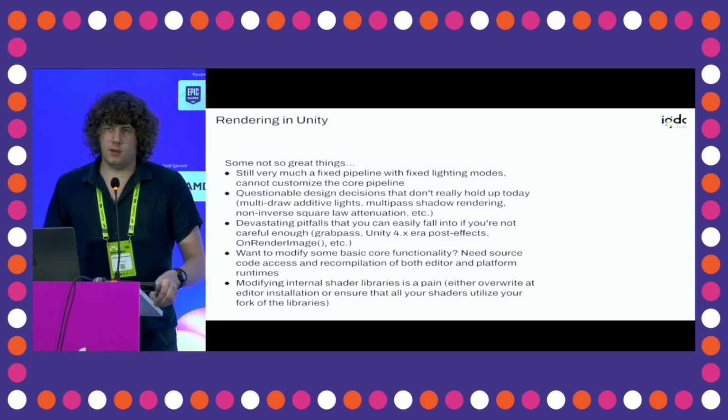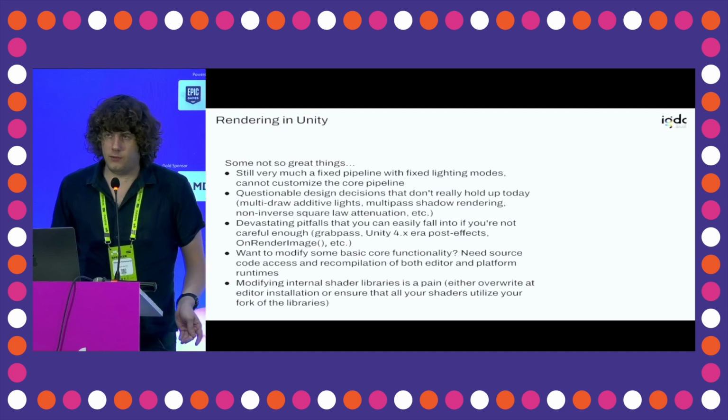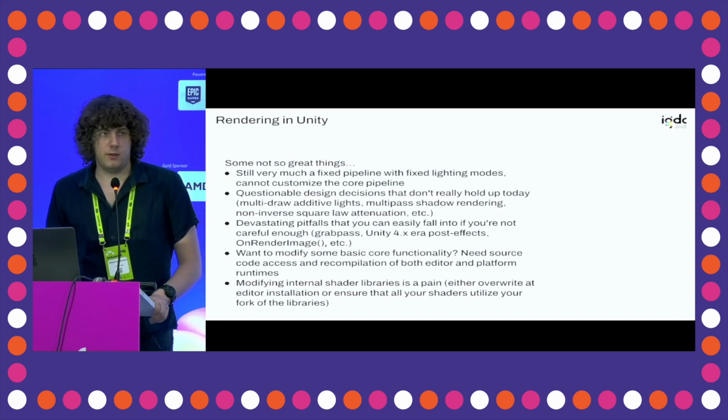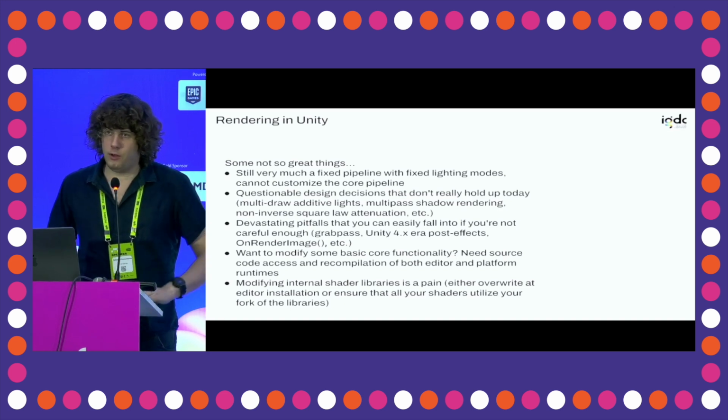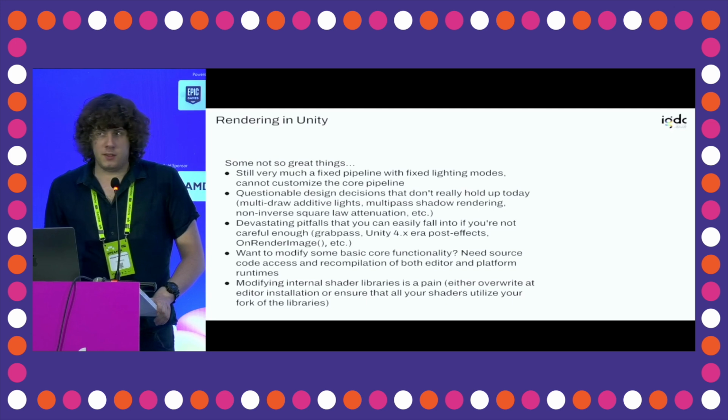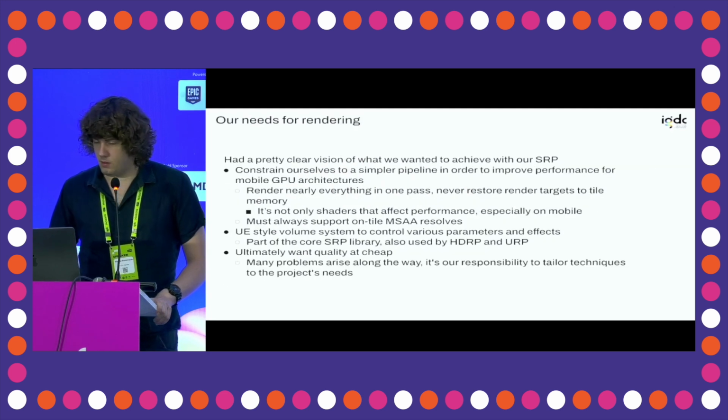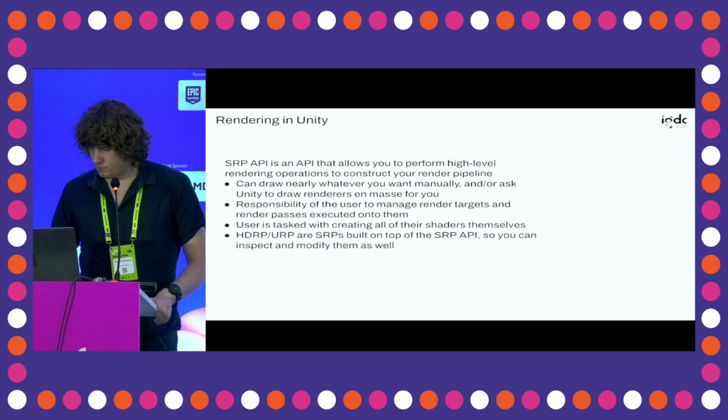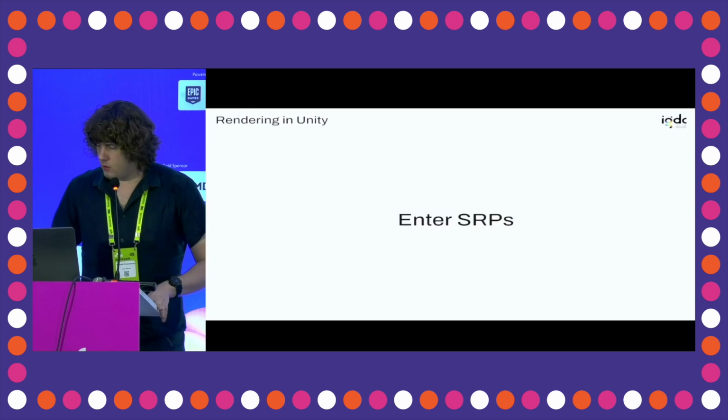And modifying the shaders themselves is also very difficult because the internal shader library is installed in the Unity engine directory, so you either have to modify that or you have to make a fork of it, import it into your project, and make sure that all of your shaders use that. So that's pretty cumbersome. So how does Unity solve this?